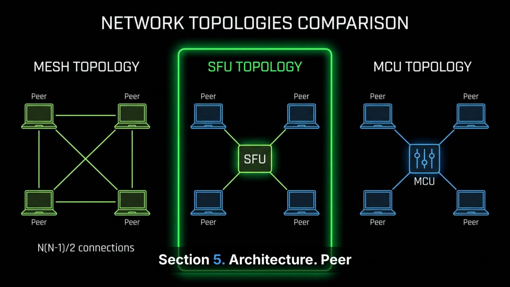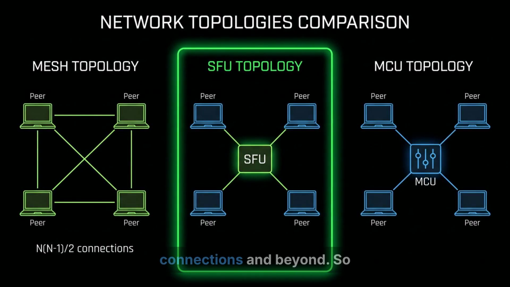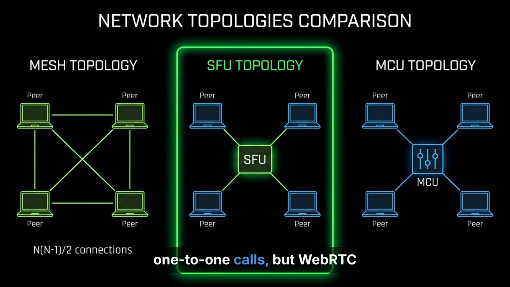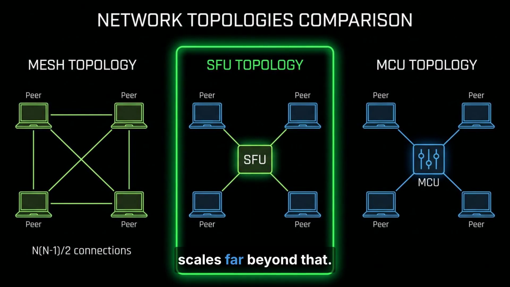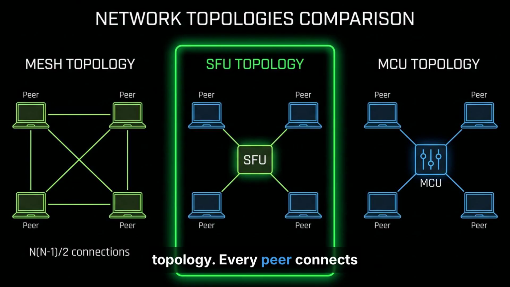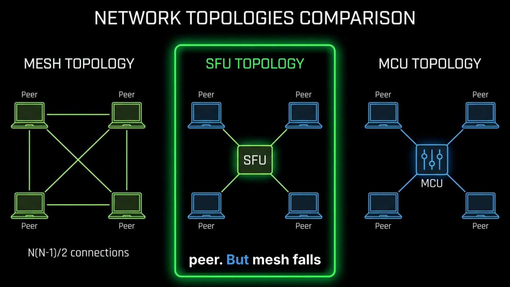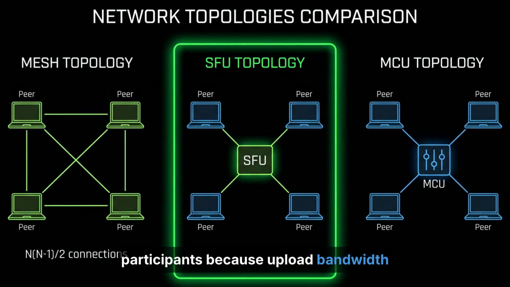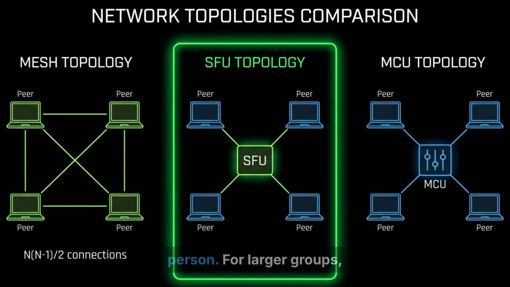Section 5. Architecture, peer connections, and beyond. So far, we've focused on one-to-one calls, but WebRTC scales far beyond that. For small groups, you can use a mesh topology. Every peer connects directly to every other peer. But mesh falls apart beyond about 6 participants, because upload bandwidth grows with every new person.